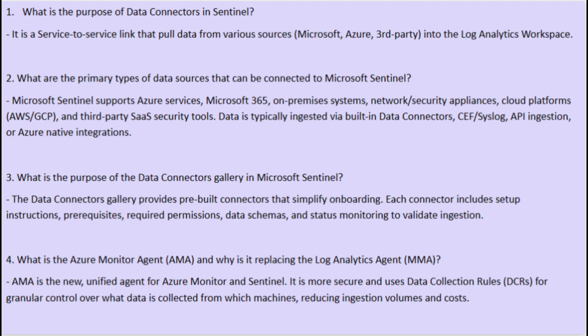What are the primary types of data sources that can be connected to Microsoft Sentinel? Microsoft Sentinel supports Azure services, Microsoft 365, on-premises systems, network security appliances, cloud platforms, AWS, GCP, and third-party SaaS security tools. Data is typically ingested via built-in data connectors, CEF or syslog, API ingestion, or Azure native integrations.